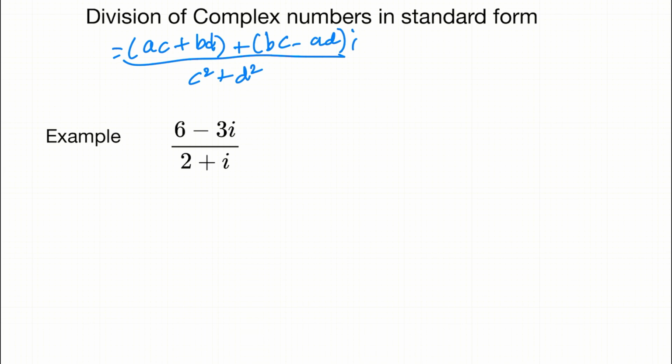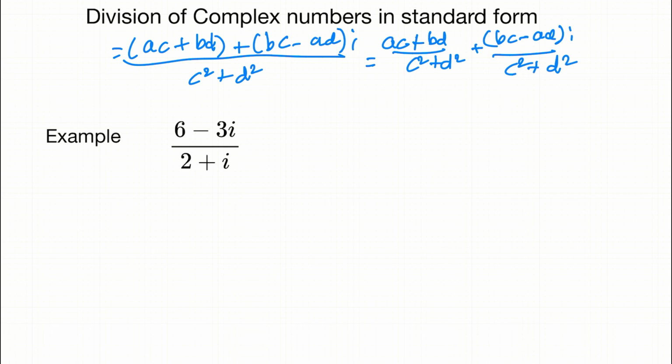Now we want to put this in standard form. So that is going to be equal to, we're going to regroup everything. It's just going to be ac plus bd over c squared plus d squared, plus bc minus ad quantity times i over c squared plus d squared. So there's our standard form for the division of two complex numbers.